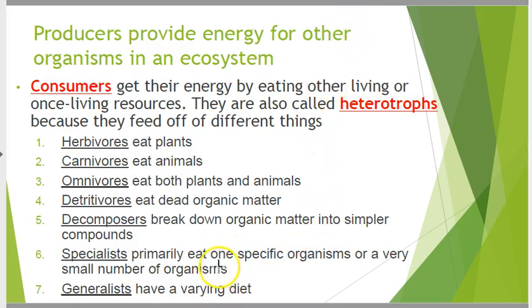And then we have specialists. Specialists primarily eat one thing, but then they can eat some other things. Okay? Now, is it good being a specialist? No. Why not? Only rely on one food source. Yeah, because if that one food source goes away, what happens to you? You die. Okay? Wait, what's a generalist? Generalists have a varying diet, meaning they can eat anything.